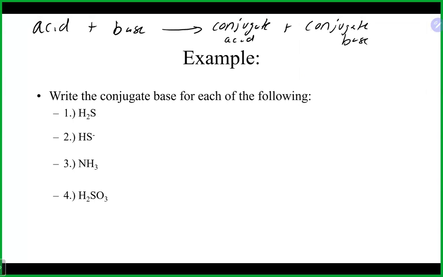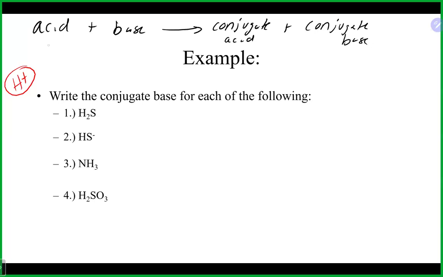Okay, so let's take a look, and hopefully at this point you understand that really it is just an H plus. The key that most people struggle with is, should I put it on or take it off? This is where understanding the relationship that we've been talking about comes into play: on the left-hand side of the arrow, you have an acid and a base, and on the right-hand side of the arrow, you have a conjugate acid and a conjugate base.